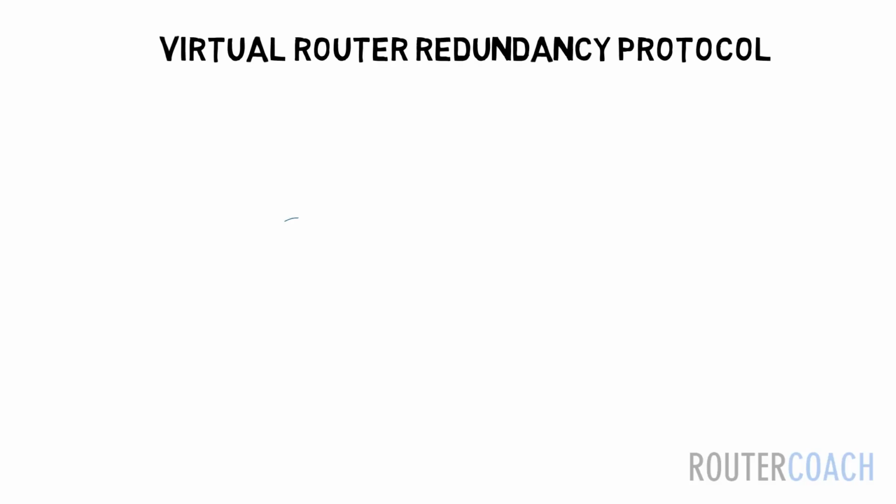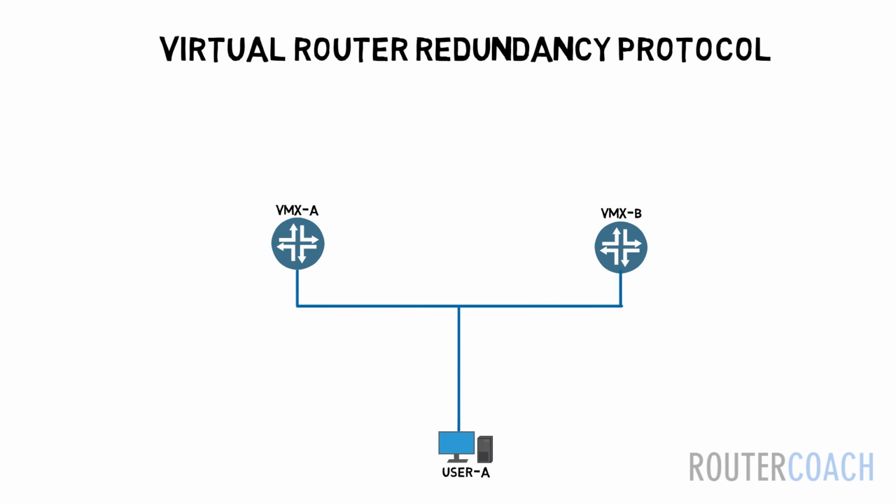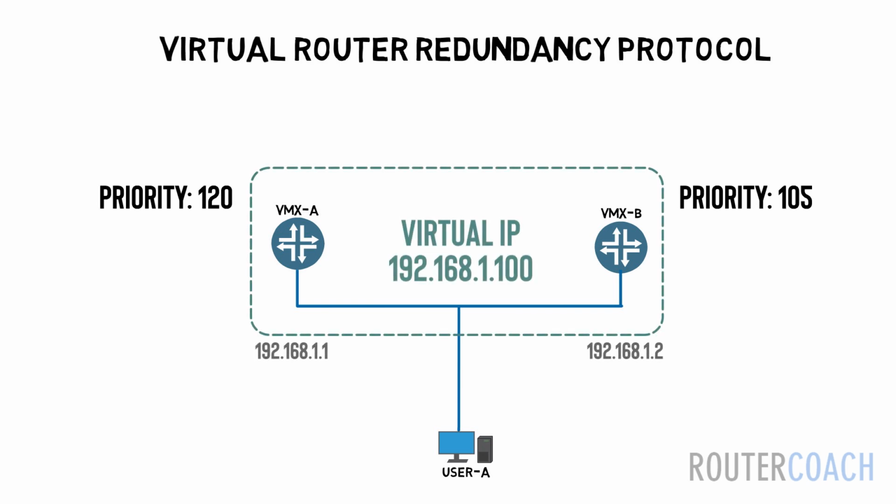Virtual Router Redundancy Protocol, VRRP. Now, in our topology, there is one computer connected to a switch, which in turn connects to 2 routers. However, the client can only have one default gateway. Which one should it choose? VRRP enables a group of routers to form a single virtual router, and the client can then be configured with the virtual router as its default gateway.